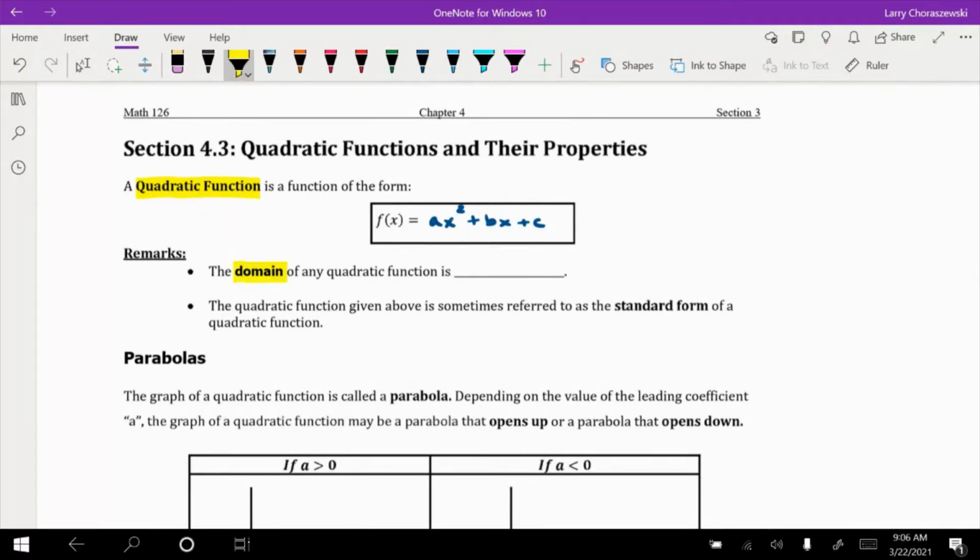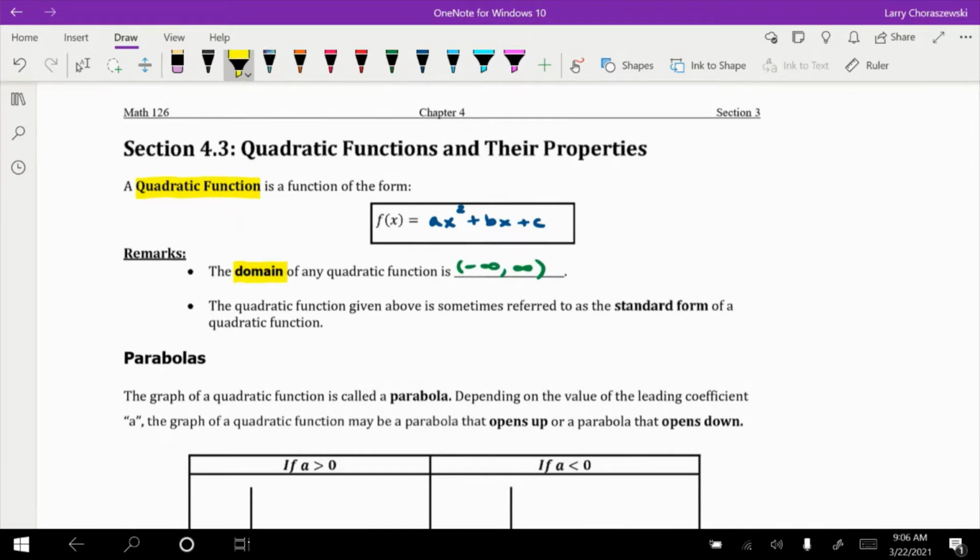The domain of any quadratic function is always going to be all real numbers. And the reason for that is, much like the linear function, there's no way to divide by 0 in the expression ax squared plus bx plus c, and there's no square roots of negative numbers possible. So you can literally plug in any number you want in for x, and you're going to get a real number output. So domain is all real numbers as a result.